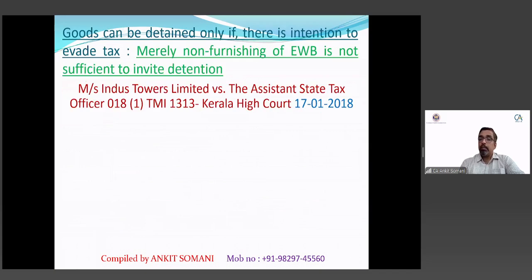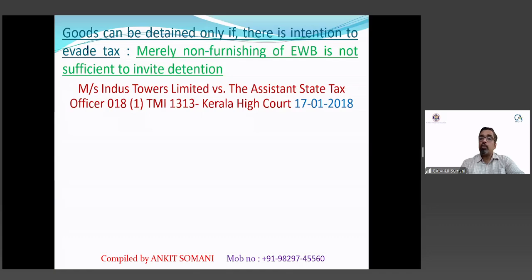Second important case, goods can be detained only if there is an intention to evade tax. Now, in cases of every kind of detention or every kind of confiscation, you can always refer to this landmark judgment again of Honorable Kerala High Court, Indus Towers Limited versus Assistant State Tax Officer, 2018 1 PMI 1313. It's a citation. The order was passed on 17th of January 2018.